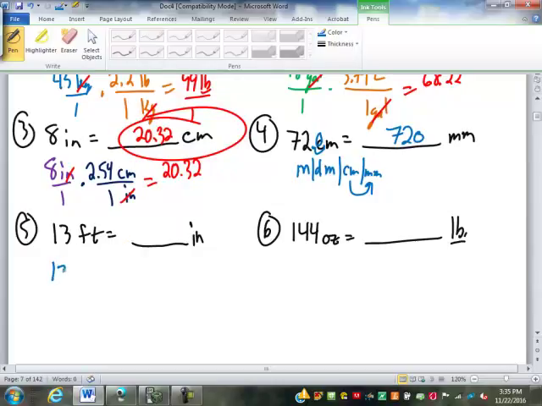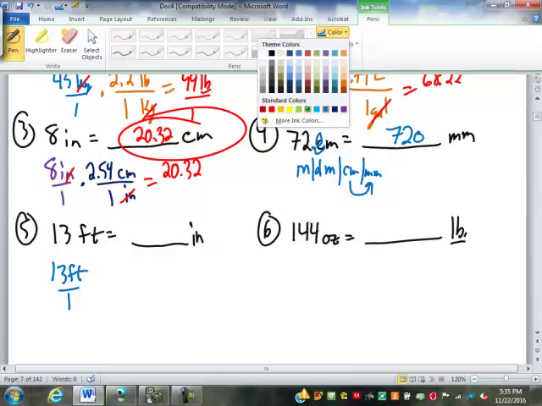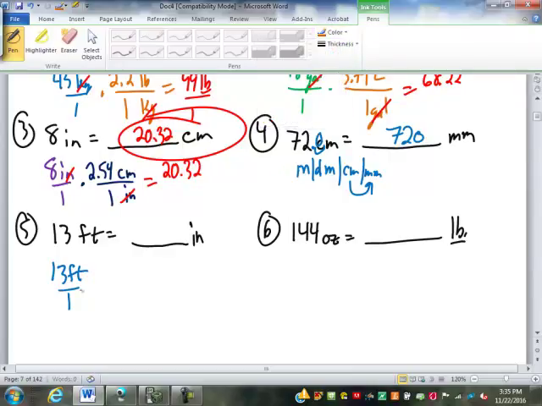13 feet going into inches. So that's 13 feet over 1. And I realize most of you can make this conversion without having to do a conversion factor. But we're going to do it with a conversion factor anyway. 1 foot is 12 inches. The feet cancel out. 13 times 12 is 156 inches. You know, 1 times 1 is 1, so it's 156 inches.